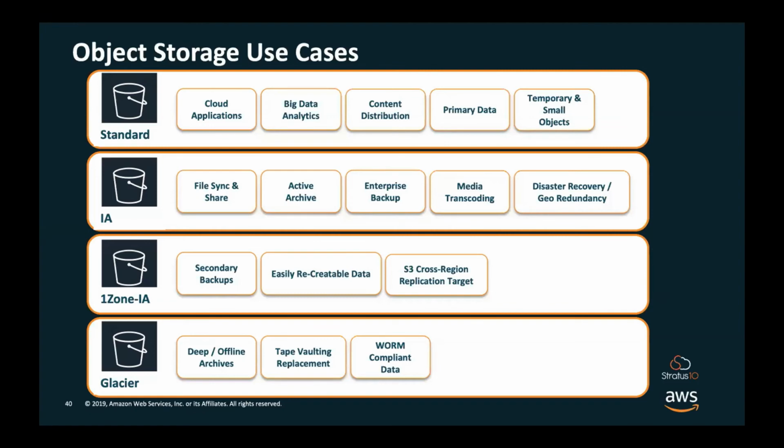Here are some of the different use cases associated with the different storage classes. Again, Standard is going to be for your web content, things that you're interacting with every second or millisecond throughout a day. Then Infrequent Access might be for media transcoding, temporary files, maybe something that you're not deep archiving, but an active archive that you might need to retrieve. You just want it readily accessible. And then Glacier, again, is your offline archives, your tape replacement, your WORM compliant data can go in there.